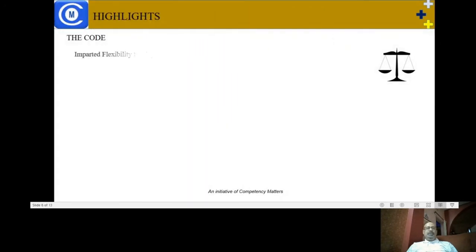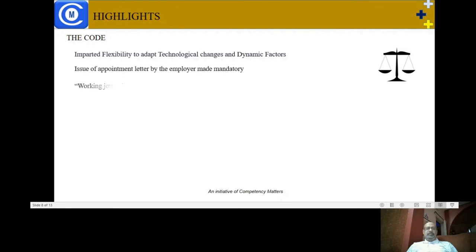So the code highlights, and this is very important, imparted flexibility to adapt to technological changes and dynamic factors. Issue of appointment letter by employer is made mandatory. Working journalists now include journalists working in electronic media or in radio.